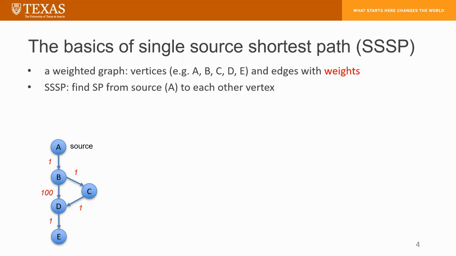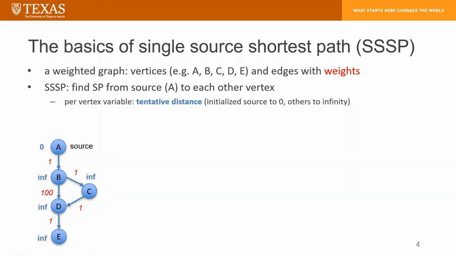So the goal of SSSP is to find the shortest path from the source vertex to each other vertex. For example, here the source is A. And we also keep a per-vertex variable called tentative distance, which represents the currently best known distance for that vertex. Initially, the source is set to 0 because it's the source, and all others to infinity because the other vertices are unknown initially. And step by step, we update the tentative distance.